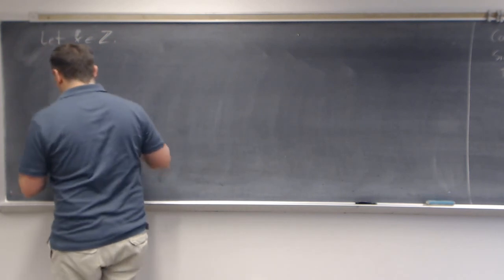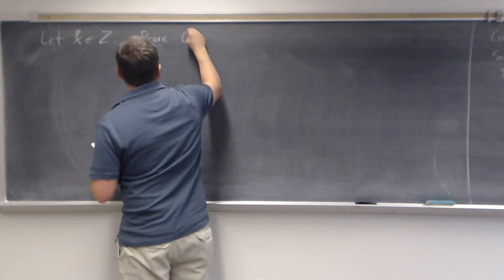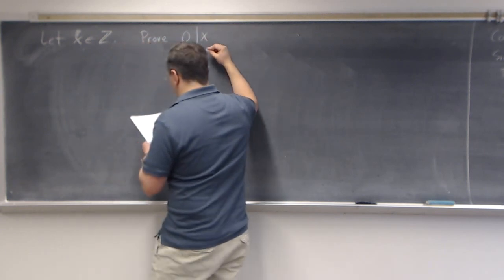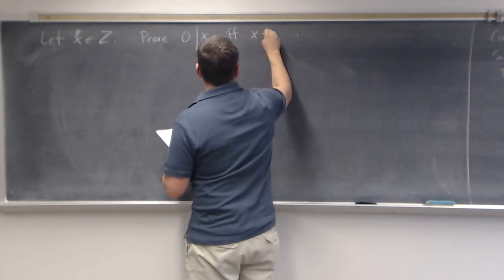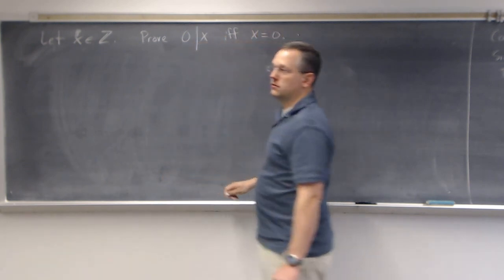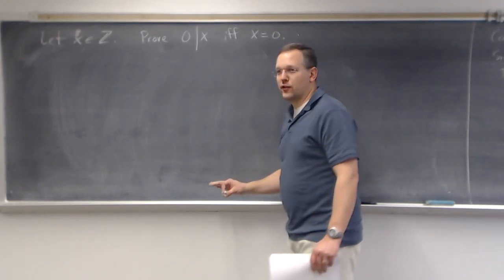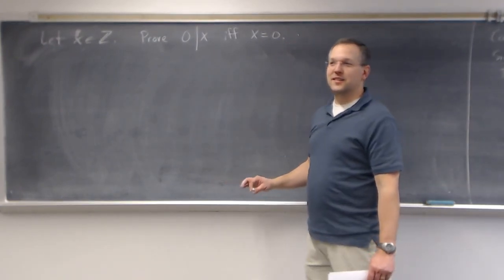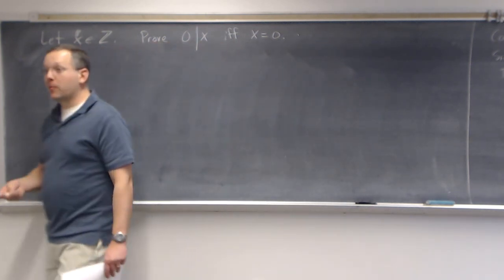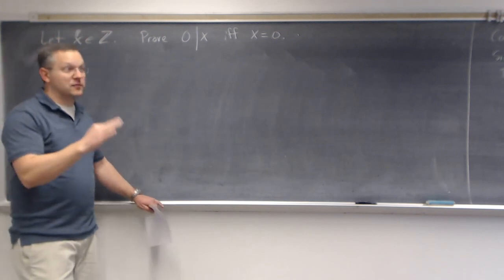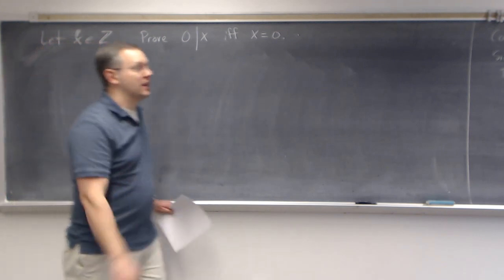Let x be an integer. Prove 0 divides x if and only if x equals 0. Feeling uncomfortable already, saying that 0 divides some other integer? Remember, our definition of division, A divides B, has nothing to do with a fraction. It's actually a multiplicative statement.